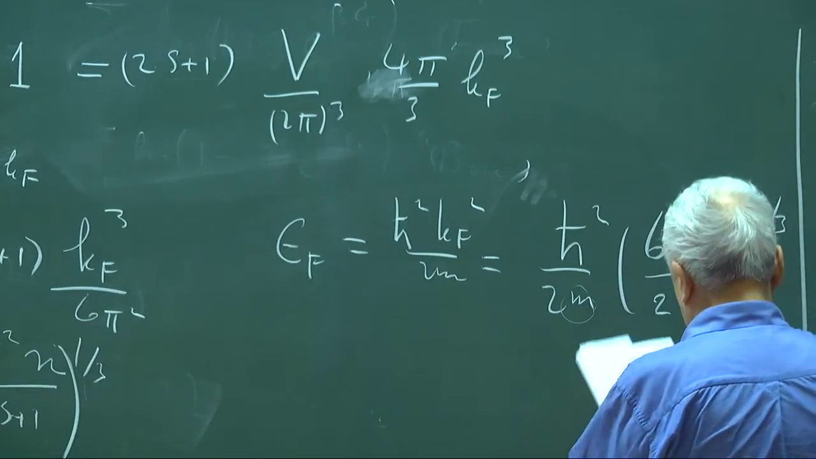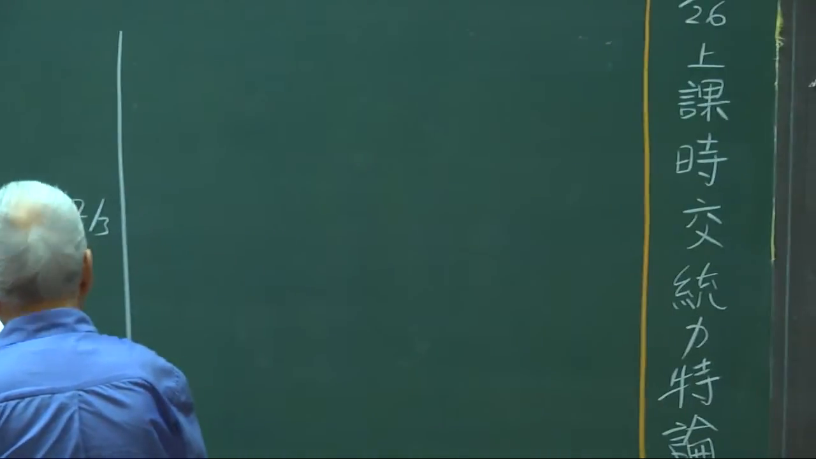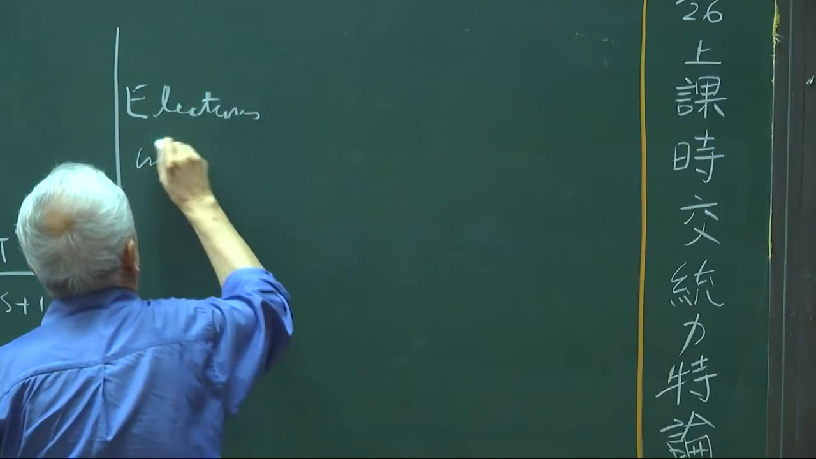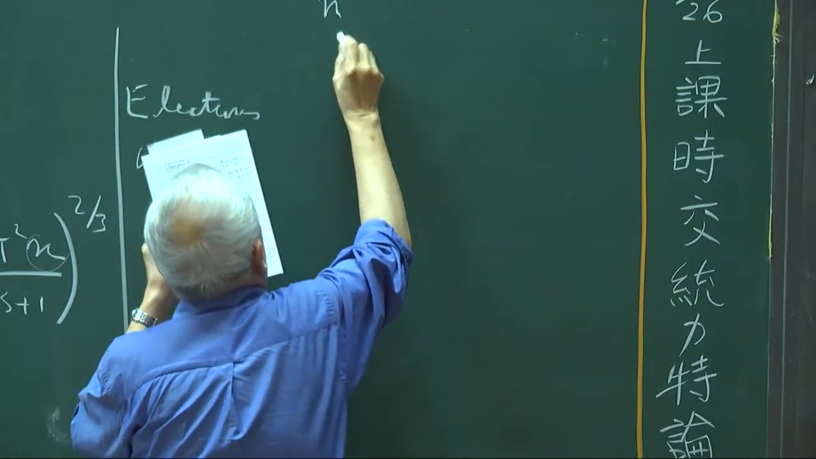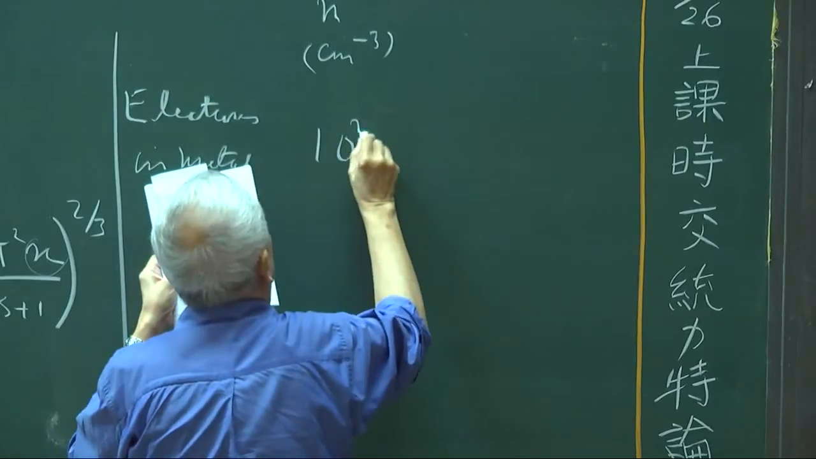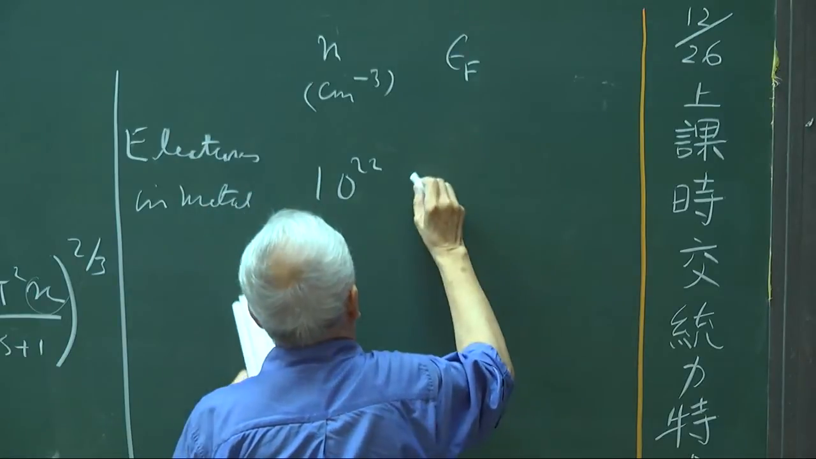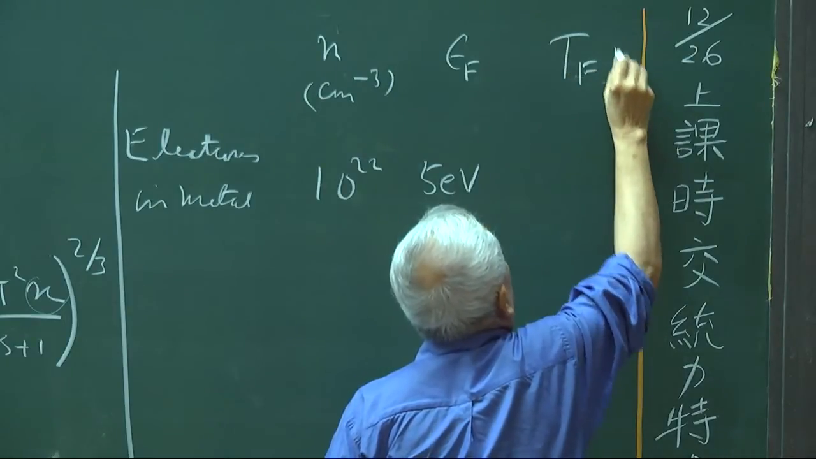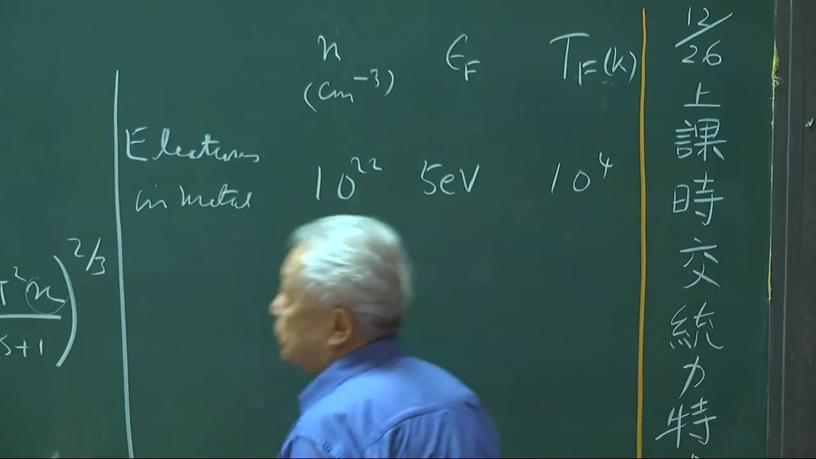So to get a feeling, let us make a list for the different systems. First, electrons in a metal. The density, in units of cm to the minus 3, is about 10 to the 22. EF is about 5 electron volts, and the TF is about 10 to the 4th degrees Kelvin. It's very high.